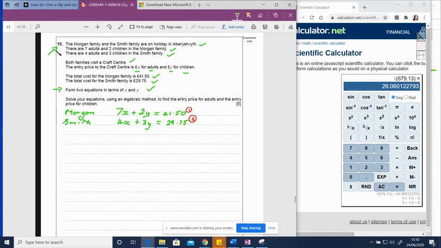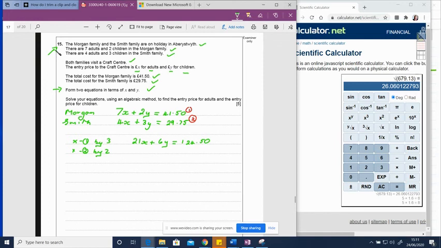So I want to, first of all, manipulate the equations just to get the same number of y in the equations. And the way I can manipulate it is I can multiply equation 1 by 3 and multiply equation 2 by 2. And if we do that, we'll have 6y in both equations. So let's first of all multiply equation 1 by 3. So 3 times 7x is 21x. 3 times 2y is 6y, and 3 times £41.50 is £124.50.